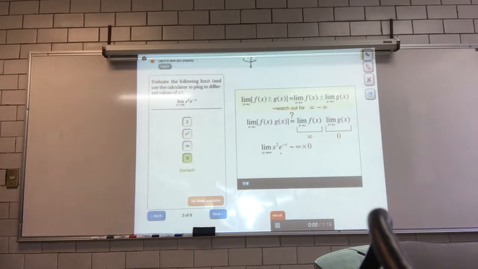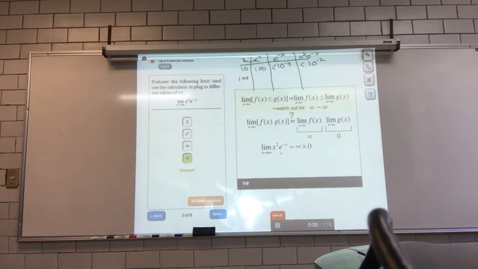Let's try plugging in some large values of x and seeing what comes out. So when x is 10, x squared is 100, and e to the minus x is about 5 times 10 to the minus 5. I'm just going to write that as something less than 10 to the minus 4. So what's x squared times e to the minus x? Well, it's something less than 10 to the minus 2.